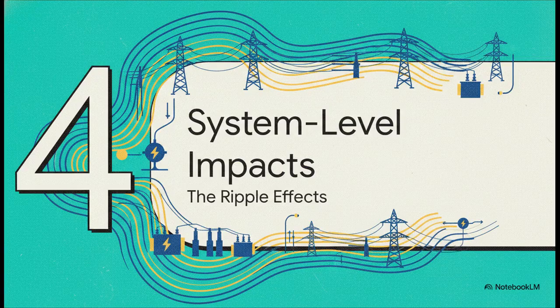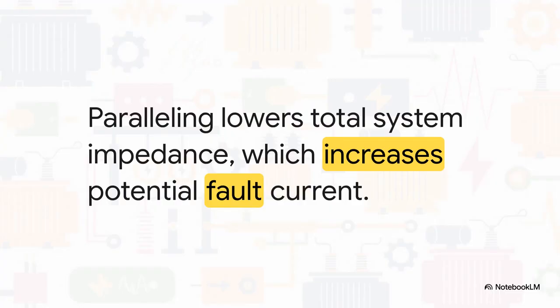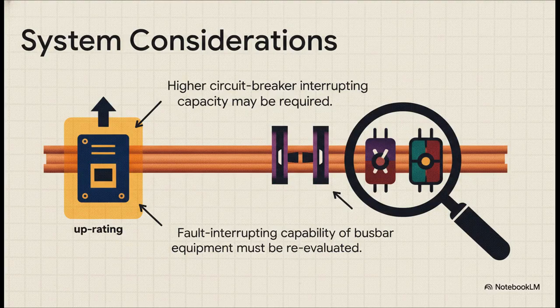Okay, now let's zoom out, because the consequences of paralleling transformers aren't just contained within the transformers themselves. They send ripple effects out across the entire electrical system. And the single biggest system-level impact is this. When you connect transformers in parallel, you are fundamentally lowering the total system impedance. And from a fault's point of view, lower impedance means a much, much higher potential fault current. And that, of course, has direct, practical, and sometimes expensive consequences for your design.